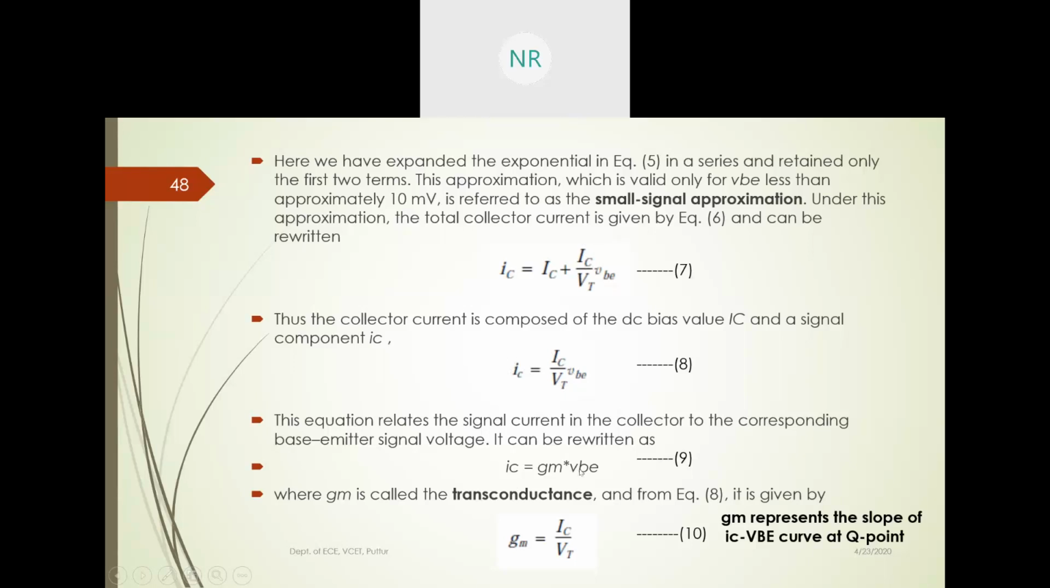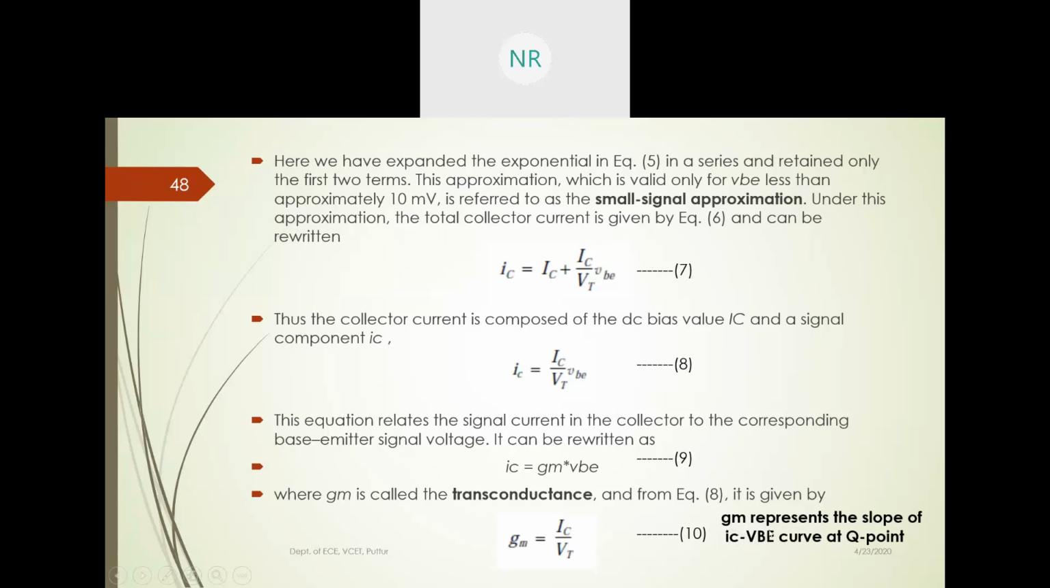Or else I can write this equation by considering IC by Vt as GM. So what is this GM? GM is nothing but your transconductance. Transconductance is the slope of the graph you are going to draw, that is IC versus VBE, because of VBE you are going to get the IC, the collector current, the output current. So when you change this VBE, it will directly affect your IC, right?